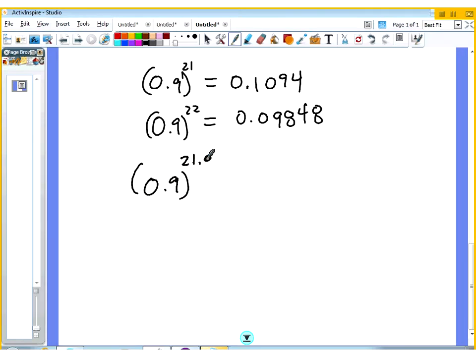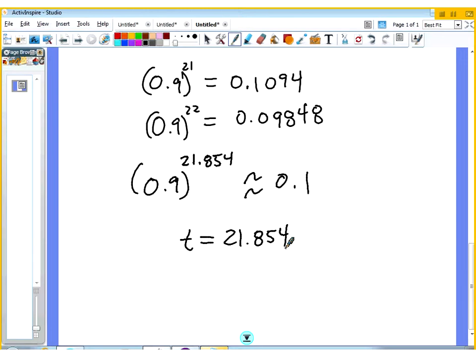0.9 to the 21.854 is approximately 0.1. So we'll say it's t equals 21.854, or somewhere between 21 years and 22 years. Almost close to 22 years is how long it takes.